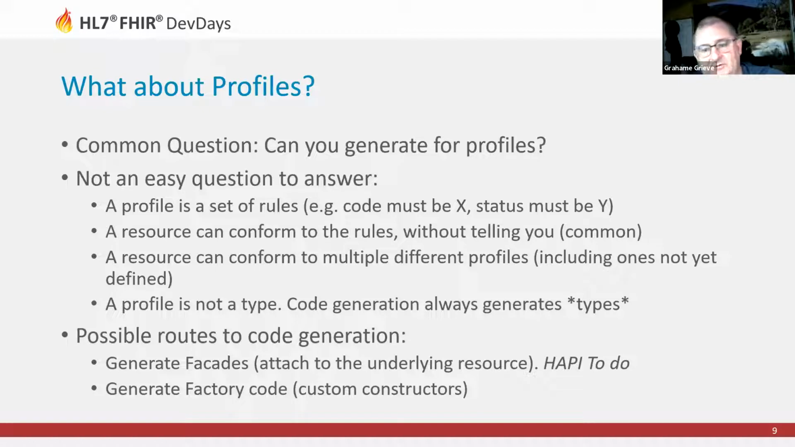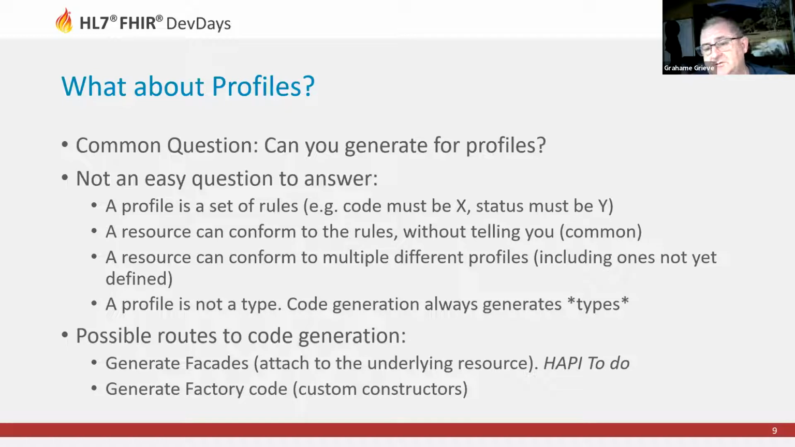So first of all, a profile is a set of rules. We might make a rule that for this particular observation, the code will be X and the status will be Y, set values. So the resource that you're reading can conform to those rules. It would be quite common to find a resource that says, well, I do have a code of X and my status is Y. I don't know anything about your profile, but I do conform to the rules.